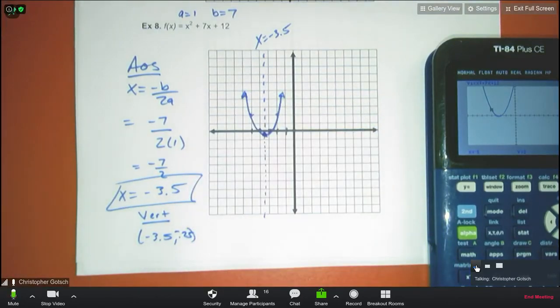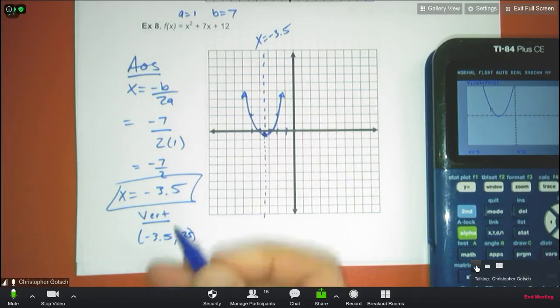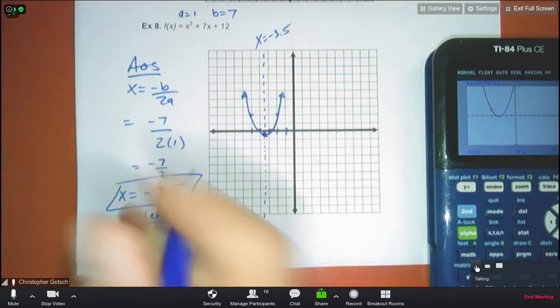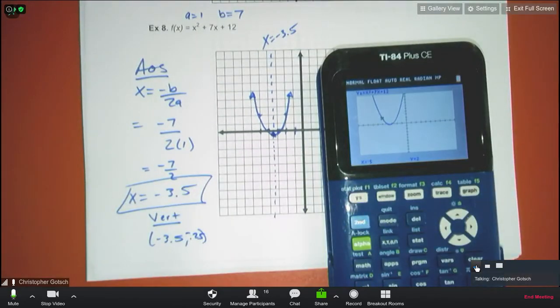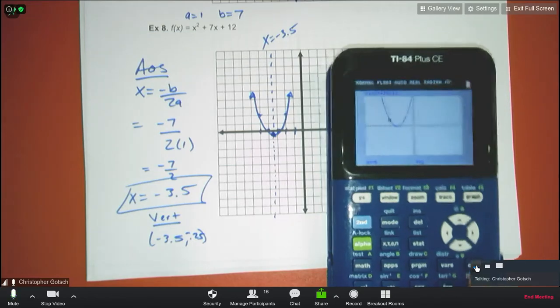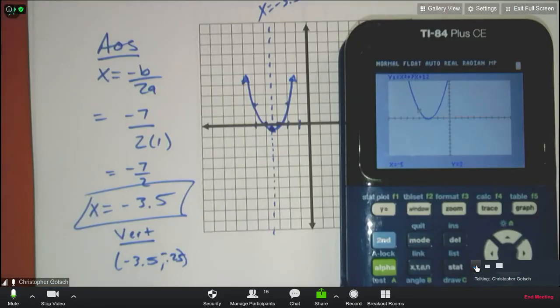Okay, so just because it's got a decimal doesn't mean you can't do it. It's not too bad. Okay, but from there I would graph other points that are nice, pretty integers. You can use your table, second graph, or I like second trace value. That allows me to plug in any value I want. Okay. You guys have any questions? Any questions at all?